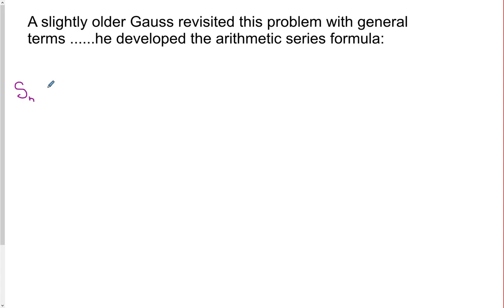And here's what he said. Well, the first number in that series is going to be a. We always call that one a. That's the first one in that series. And the next one is going to be a, but we're going to add the common difference on. So a plus d. It's got that common difference added on one time.